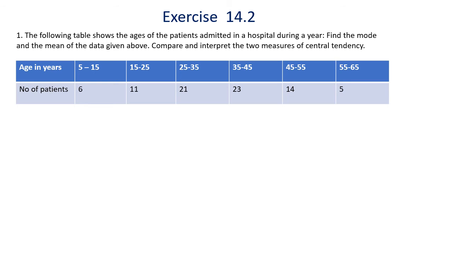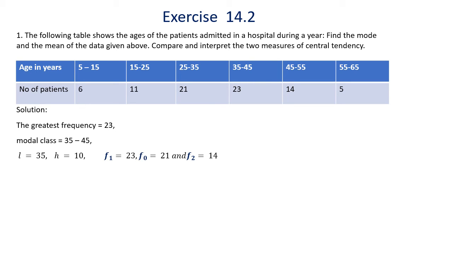The next step is to find out the modal class. The modal class is the class with the maximum frequency. The maximum number of patients fall between 35 and 45, so the greatest frequency is 23. Therefore the modal class is 35 to 45, and L, the lower limit, is 35.